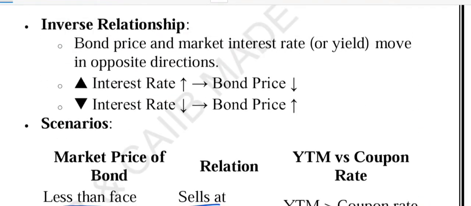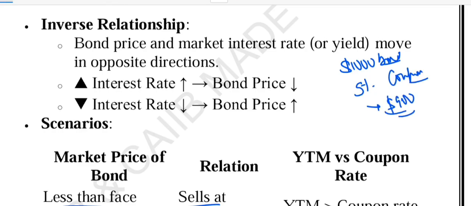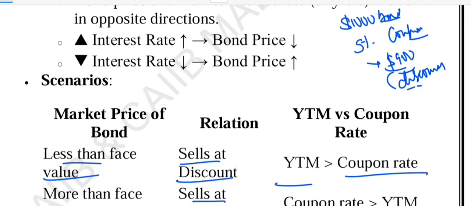Let me give you one example to make it more clear. Suppose a $1,000 bond with a 5% coupon is sold for $900. Obviously it is a discount, because you are selling at just $900 where the face value is $1,000. In this case the coupon rate is 5%, so your YTM will be larger than 5%, because you are paying less for the same income.